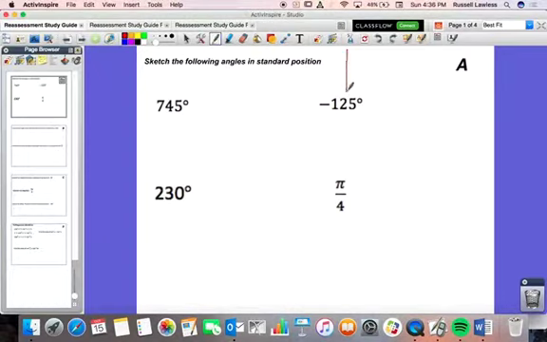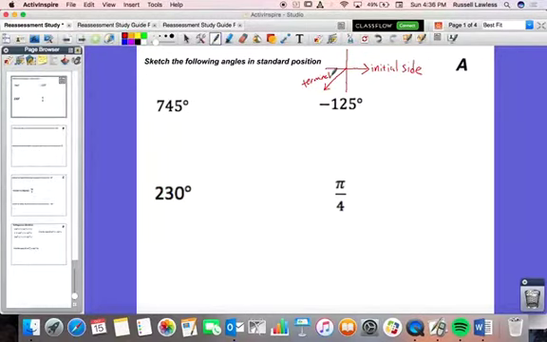You have your y-axis here, your x-axis here. Standard position is you always have your initial side being the positive x-axis. And then your terminal side is going to be wherever your angle ends.